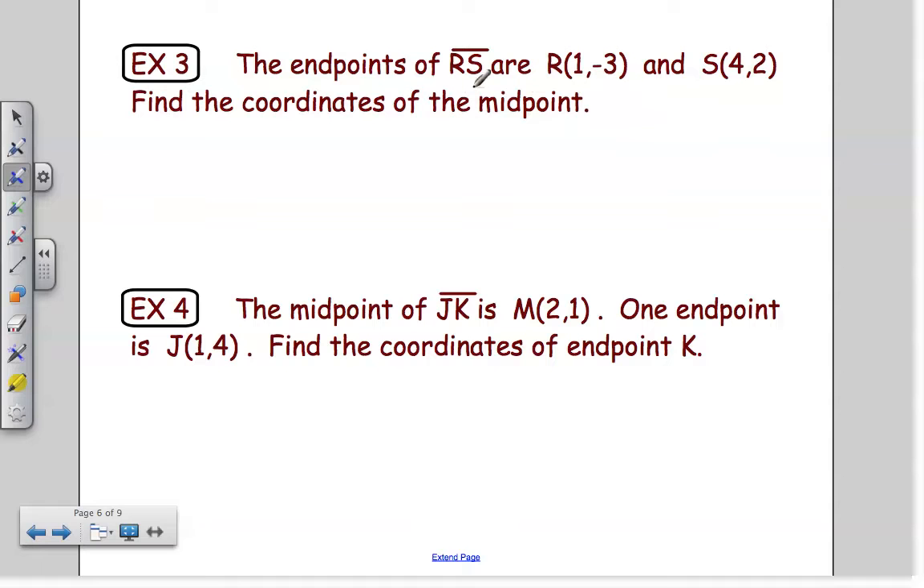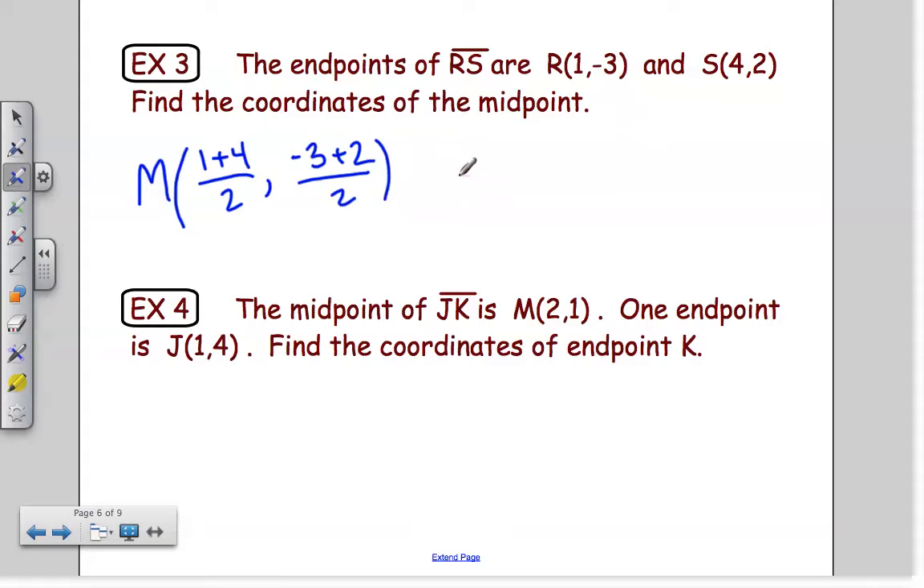The endpoints of line segment RS are, R is at 1, negative 3, and S is at 4, 2. Find the coordinates of the midpoint. Well, if those are the segment endpoints, and I want to find the midpoint, I know that I should find the middle of the x's and the middle of the y's. To find the middle of the x's, I'm going to add the x's and divide by 2. Here's the x of this point, 1, and the x of this point is 4. So I'm going to add 1 and 4 and divide by 2. And to find the middle of the y's, I'm going to add the y's, which are negative 3 and 2, and divide by 2.